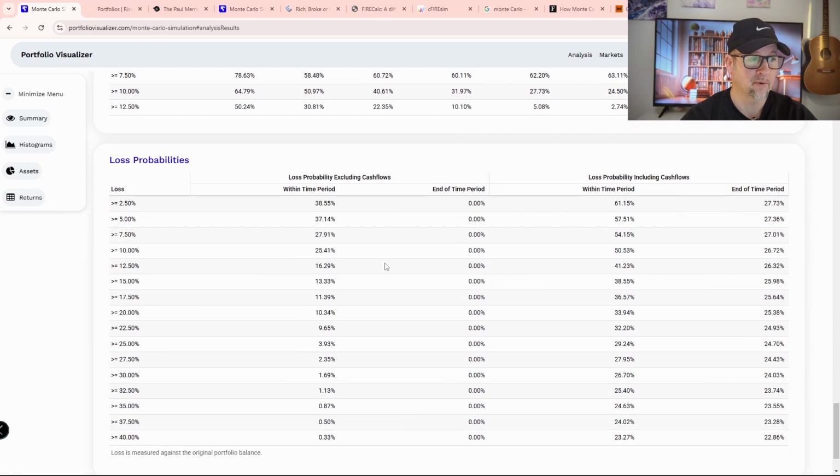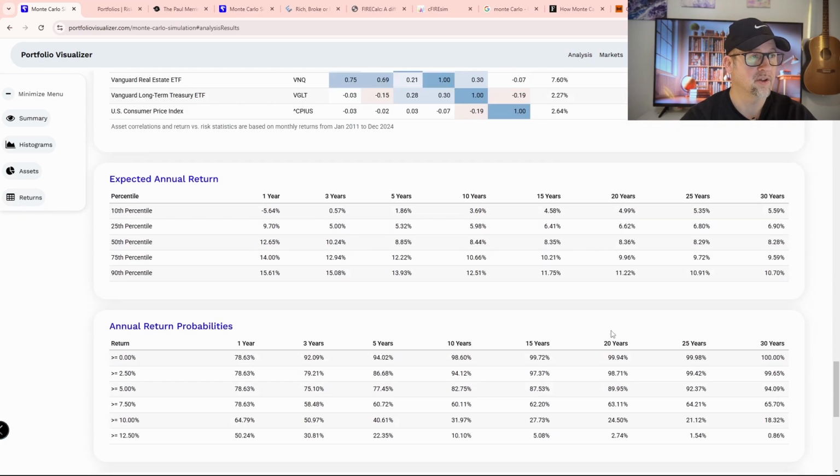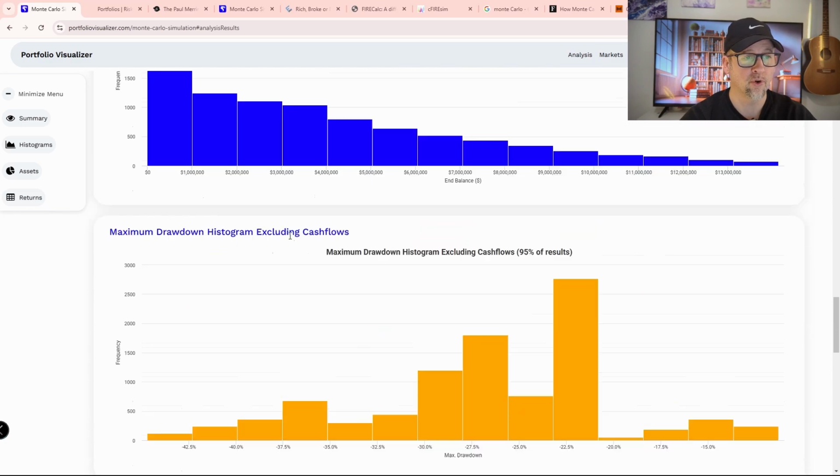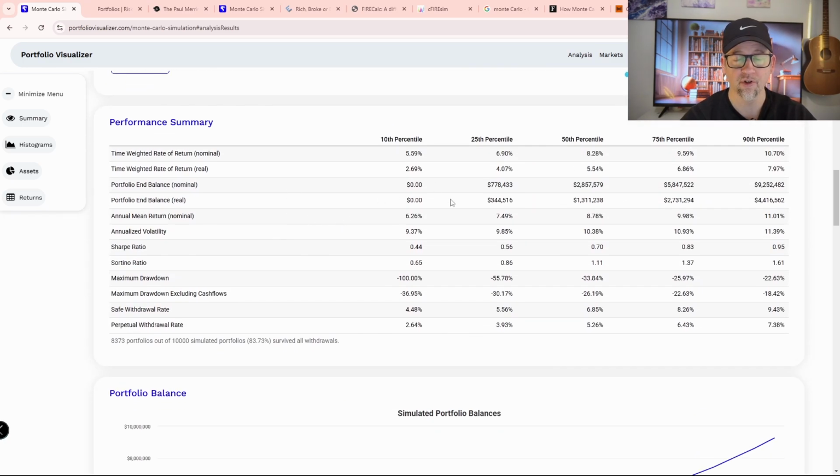Okay, loss probabilities. Here we go. So we got negative or less than 2.5%, and then less than 40%. So it shows these values. Let's go with a different portfolio type. So we're going to keep this one in mind, and we're going to keep these numbers here in mind too.